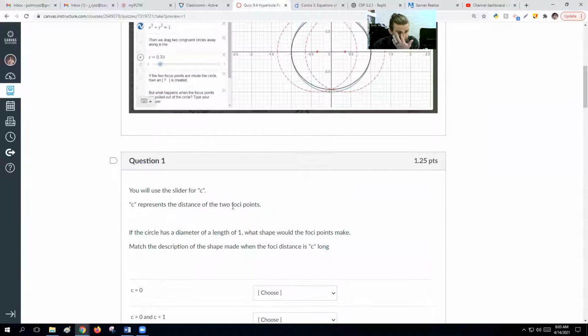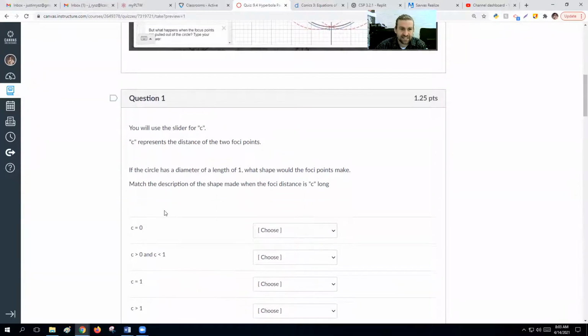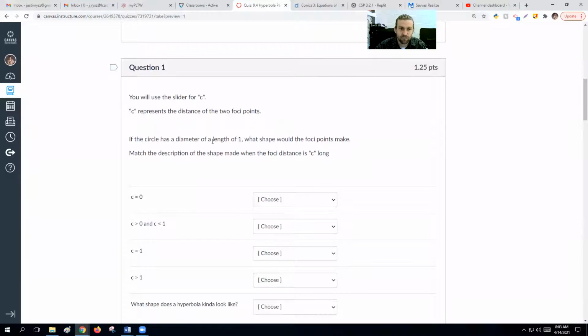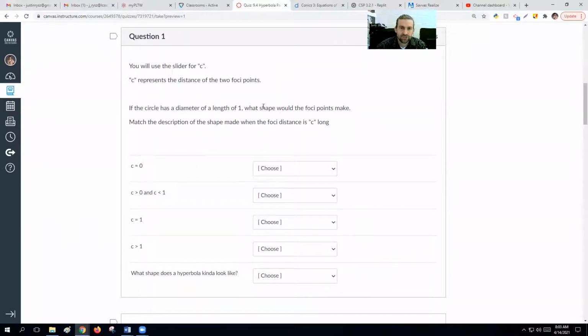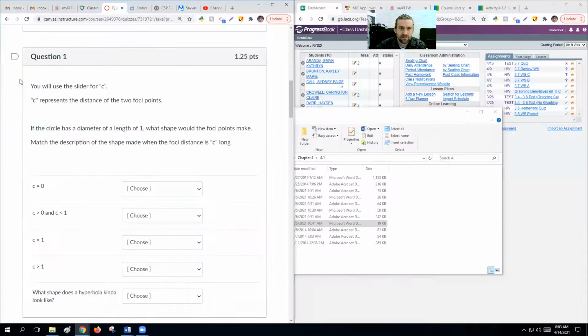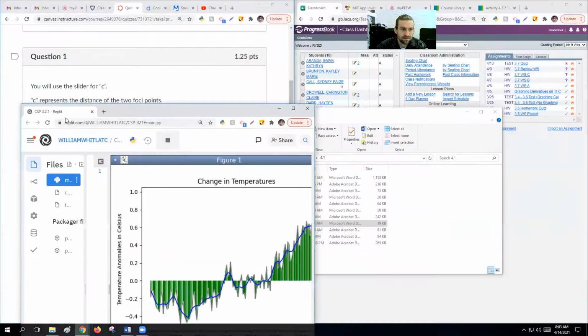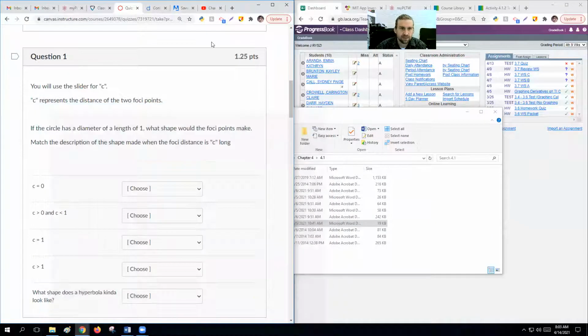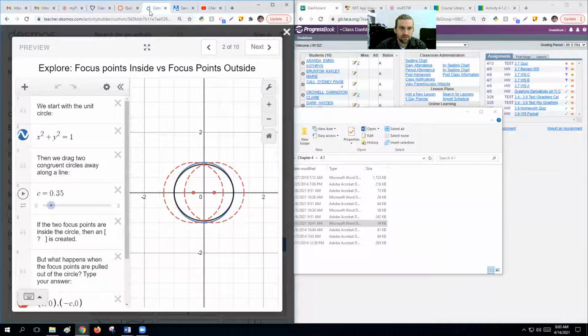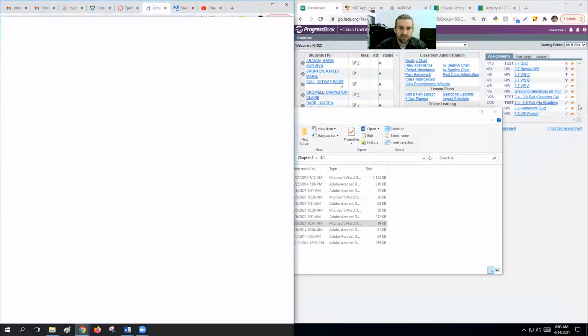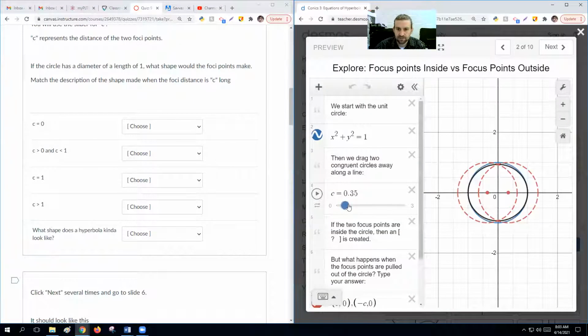All right, we're going to use the C slider. The C represents the distance between the focus points. If C has a length of 1, what shape would the foci make? Maybe it'd be good to split screen these. There we go. Let's move this over here. Here we go, so we've got questions on one side. We're going to use C.